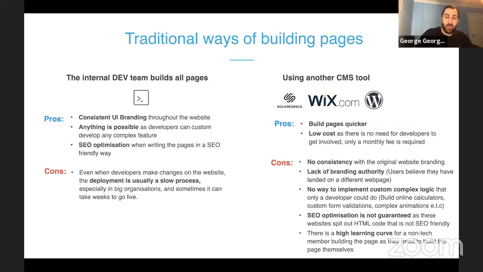And there is no way to implement very, very custom complex logic. And they're using us because of the consistent UI branding we offer, because anything is possible, because we can write everything in React, and you can do anything you want. There's no limitations there. And SEO optimization, because when we write, the H1 is always considered as a title. When we create an image, we put in an alt. So we can optimize it for SEO as well. But again, there are some cons with this approach.